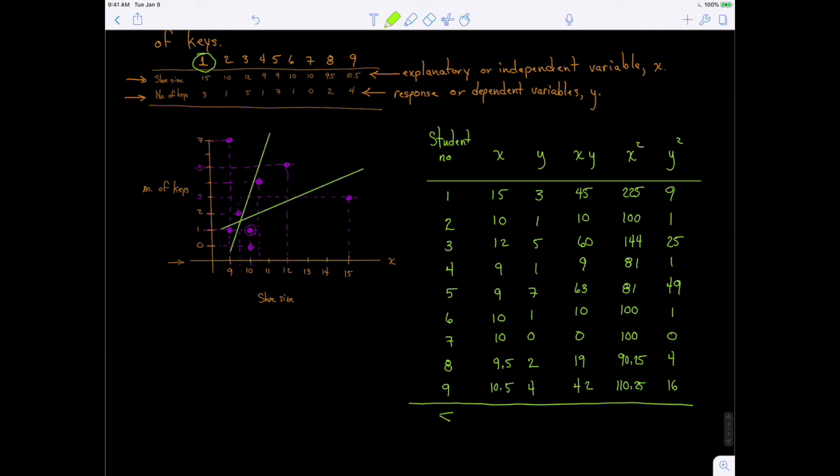And now we want the sum of all of these columns. Now I've done this ahead of time. Our first column totals to 95. Our second column to 24. Our third to 259. Our fourth column is 1031.5, and our fifth column is 106.